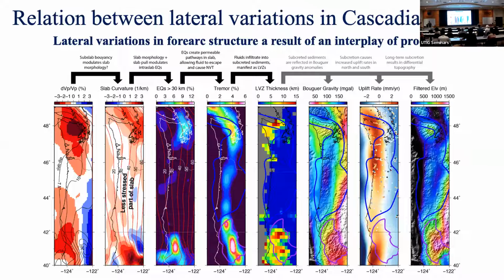The second one is for the earthquake depths and the tremor depths in the north portion, it seems to happen at similar depths, but in the south portion, it seems the earthquakes are happening shallower than the tremor. So what's controlling that difference here?